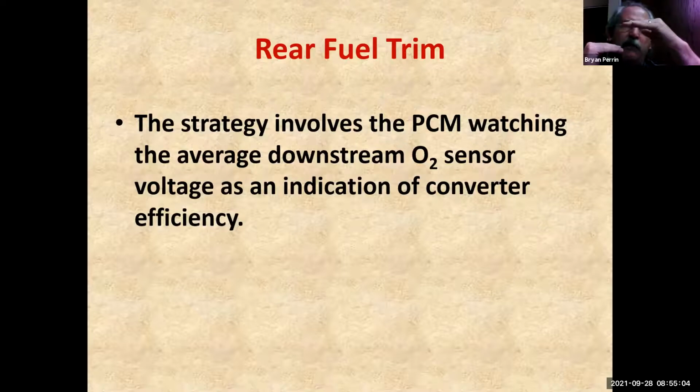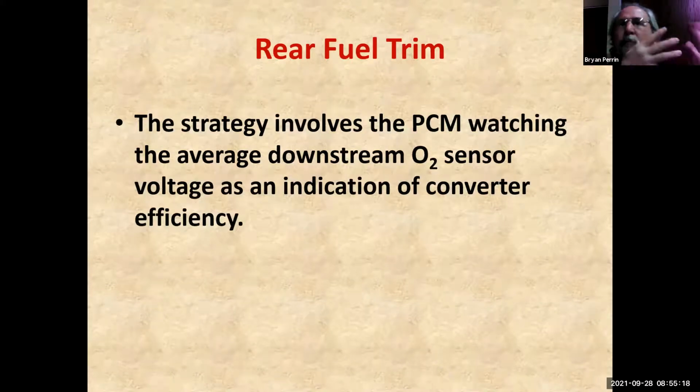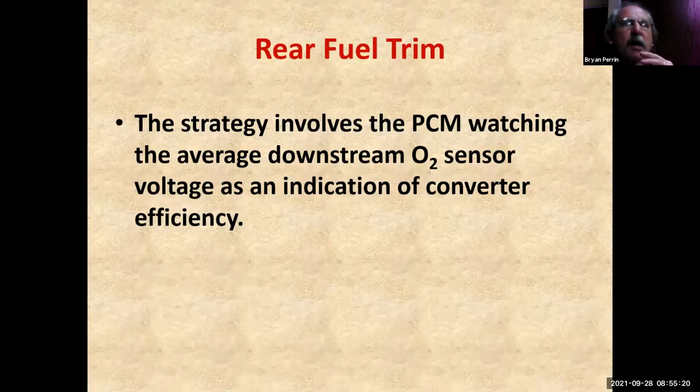What if I spend 45% of my time rich and 55% lean? Then what? The rear sensor voltage would go down. What if I spend 55% rich and 45% lean? Then the rear sensor voltage would go up. I'm just using a big number to exaggerate, but that's what we're doing.